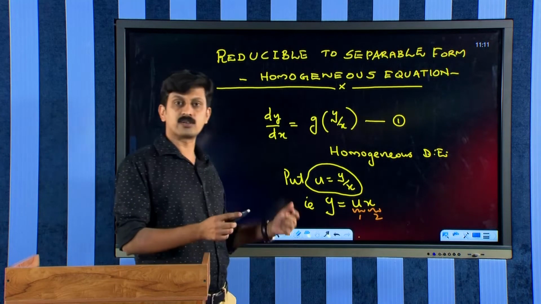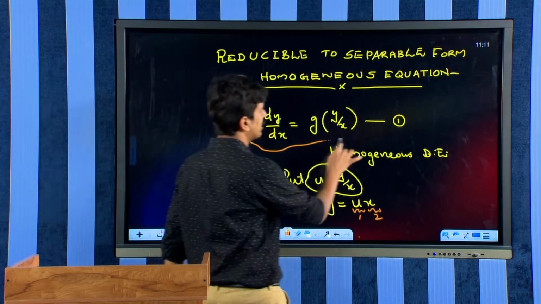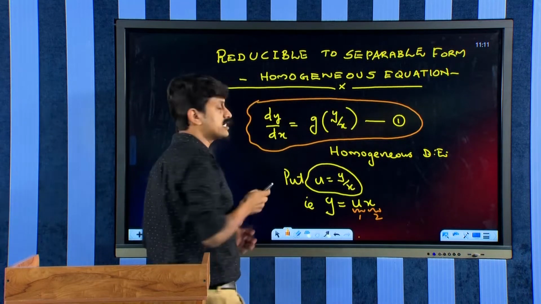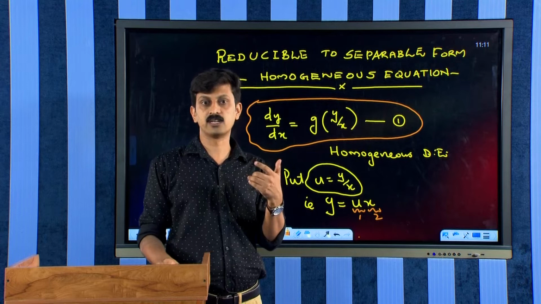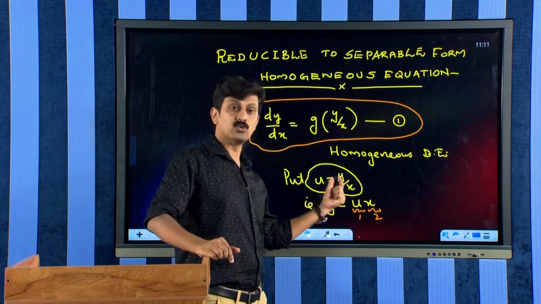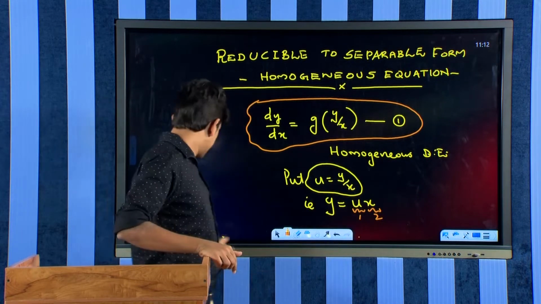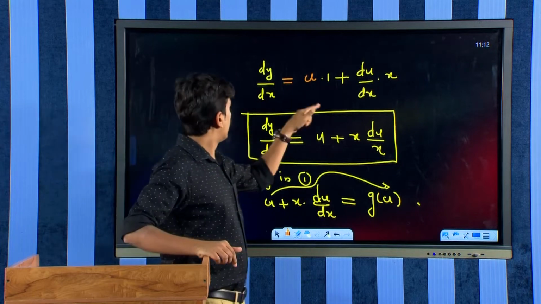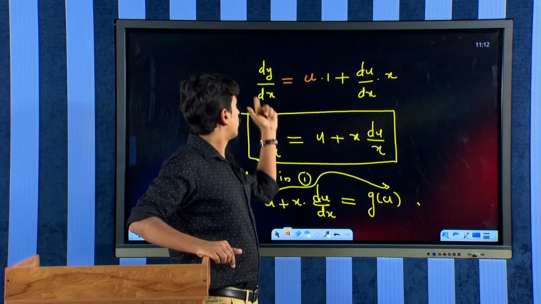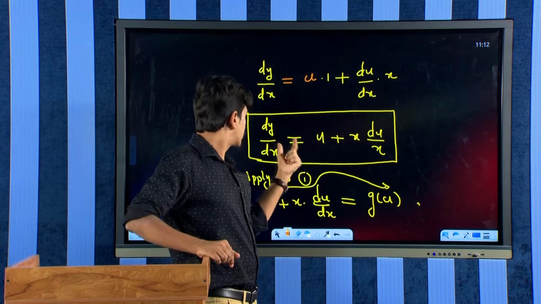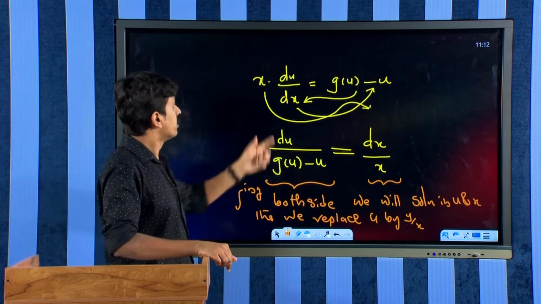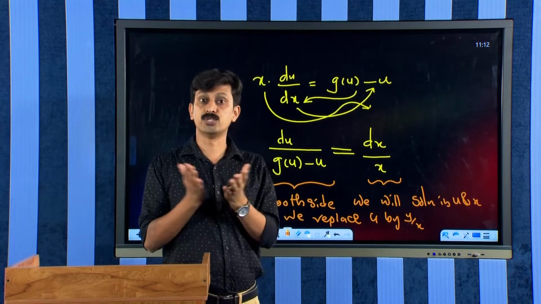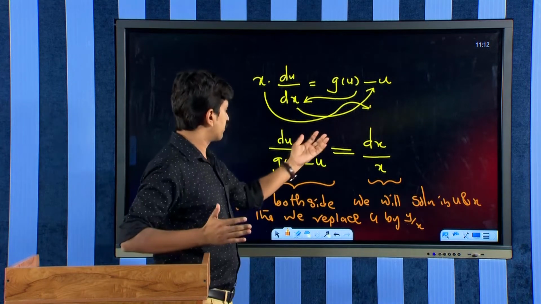That differential equation 1 is the homogeneous differential equation. This is the method to solve a homogeneous differential equation. We substitute u as y by x, and then we find the value of dy by dx. Then we substitute in equation number 1, and after substituting we will have an equation in u and x only, and we can separate the variables.